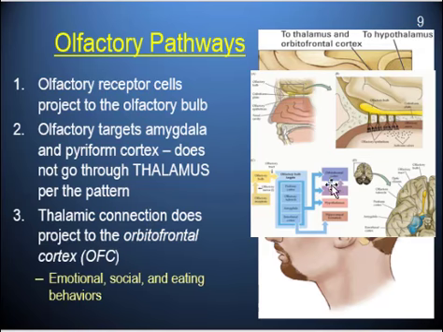So the olfactory pathway, and I got several things that I want to show you here, and I'm going to move some stuff in order to do that. So give me just a second.